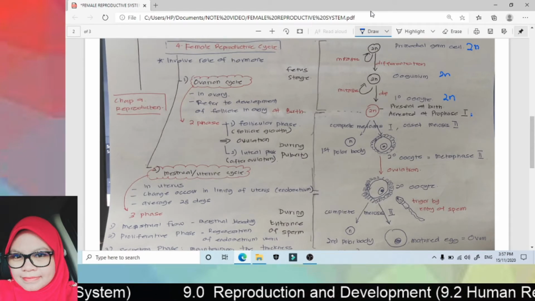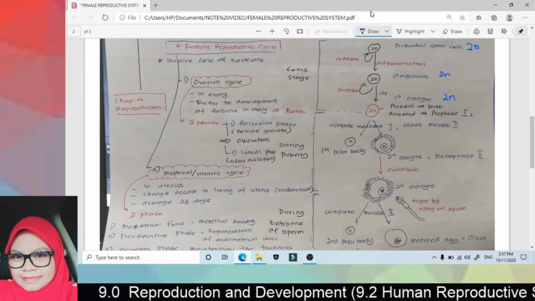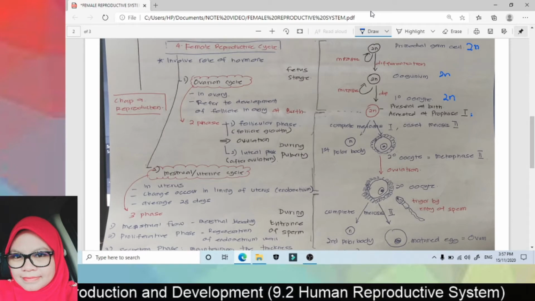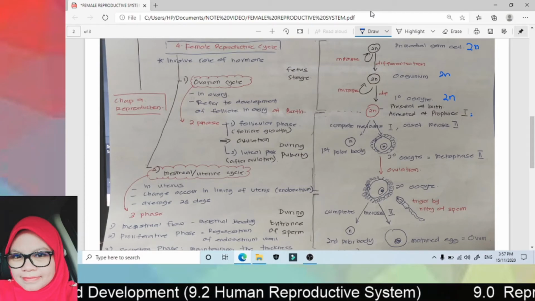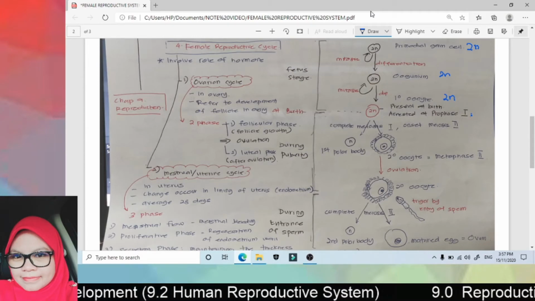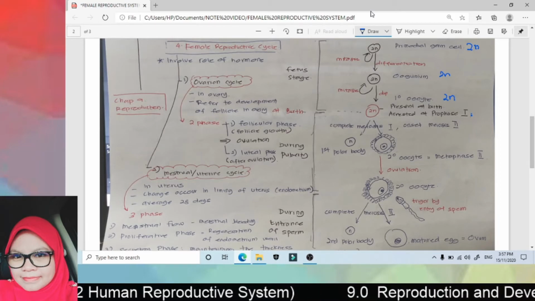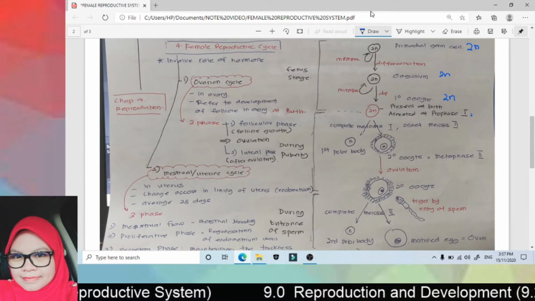Okay. And then when ovulation occurs, it means the Graafian follicle bursts and releases the secondary oocyte. So here is the secondary oocyte. It will travel to the oviduct. And at the oviduct, if sperm are present, the sperm will fuse with the secondary oocyte. The fusion of the sperm will trigger the secondary oocyte to complete meiosis 2.